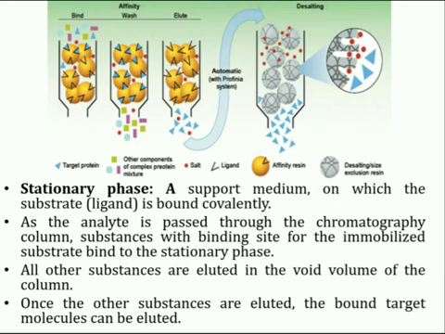In the chromatography procedure, when the analyte, which is a crude mixture of substances, is passed through the chromatography column, substances with binding site for the immobilized substrate bind to the stationary phase, while all other substances are eluted in the void volume of the column. Once the other substances are eluted, the bound target molecule can be eluted by the use of competing ligand in the mobile phase or by change of pH, ionic strength or polarity conditions of the solvent used.